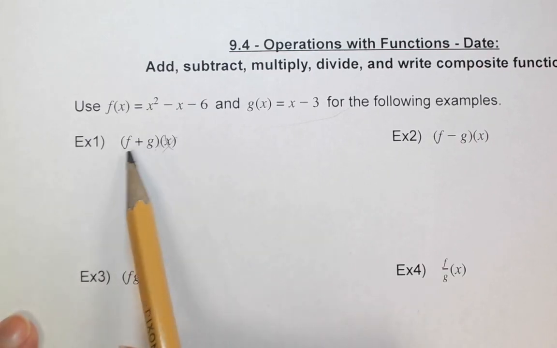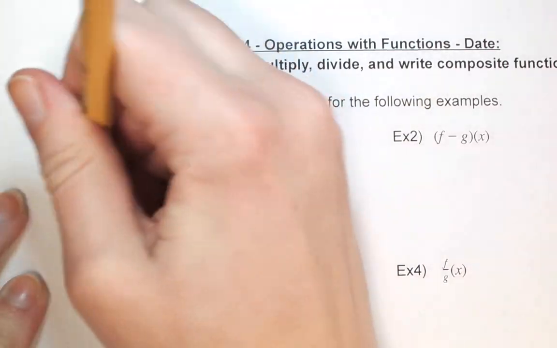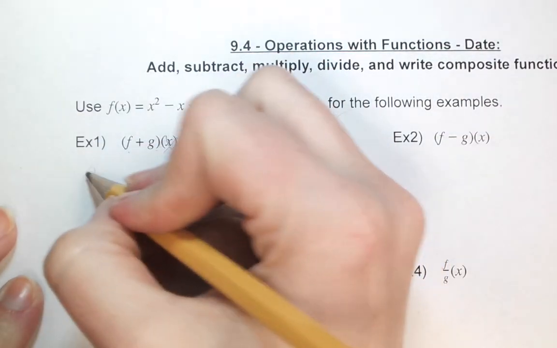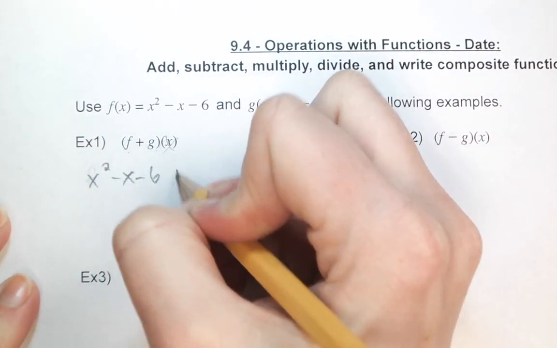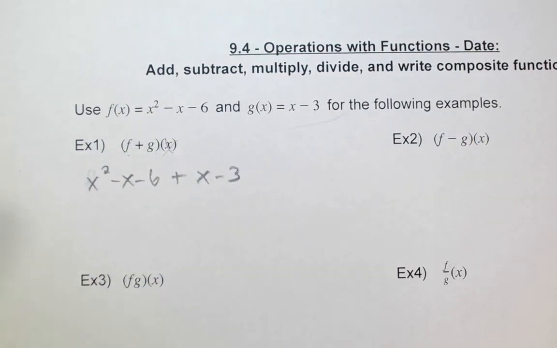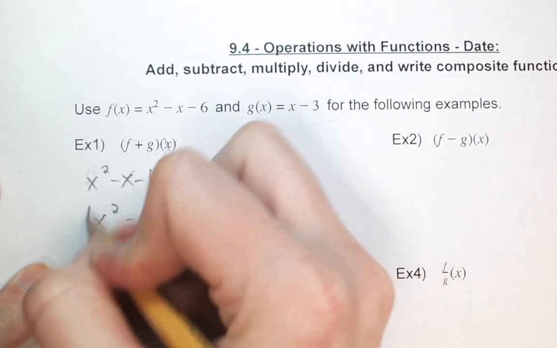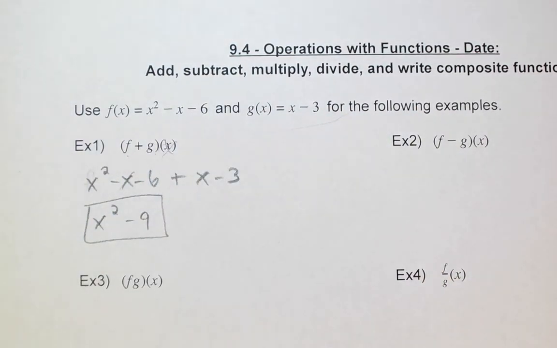So this is just saying let's take f and add it on to g. So I have x squared minus x minus 6 plus x minus 3. It's just combining like terms. So I have x squared, those would cancel, minus 9. So that is f plus g of x, just adding them.